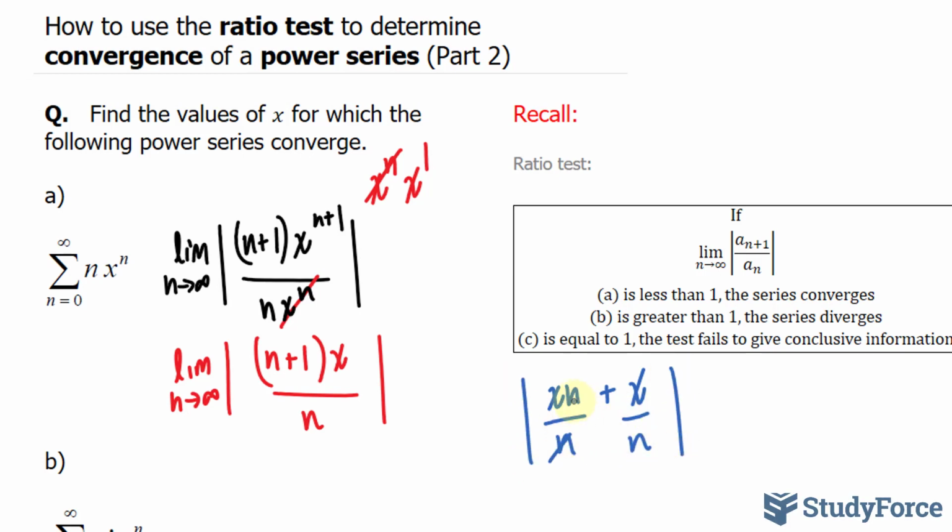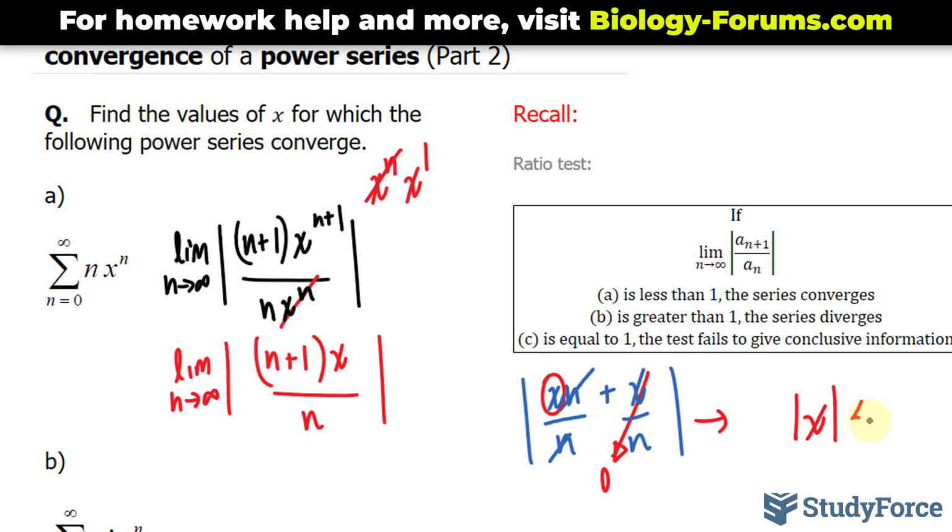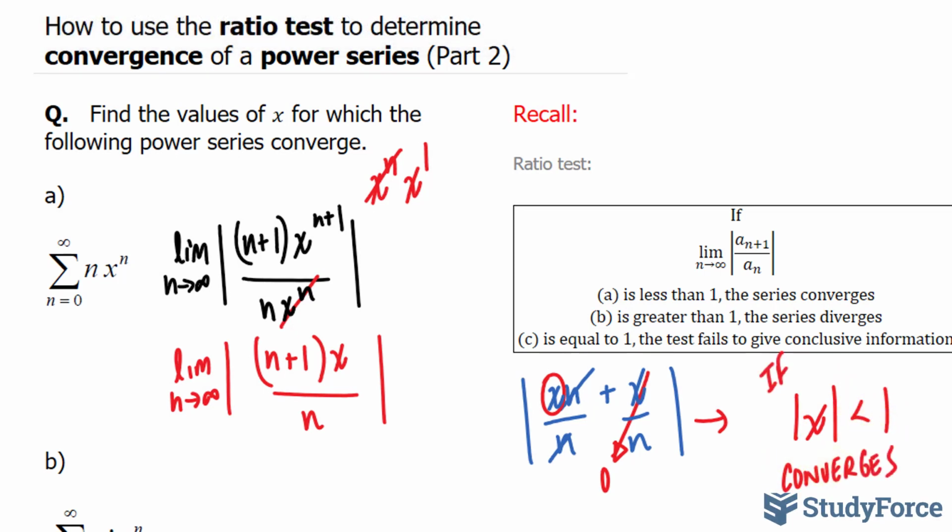This n and this n will cancel out, and if we take the limit as n approaches infinity now, we'll have x over a very large number. This means that this term goes to 0. So we're left with, after taking the limit, the absolute value of x, and if this is less than 1, then it converges. Let's move on to the next.